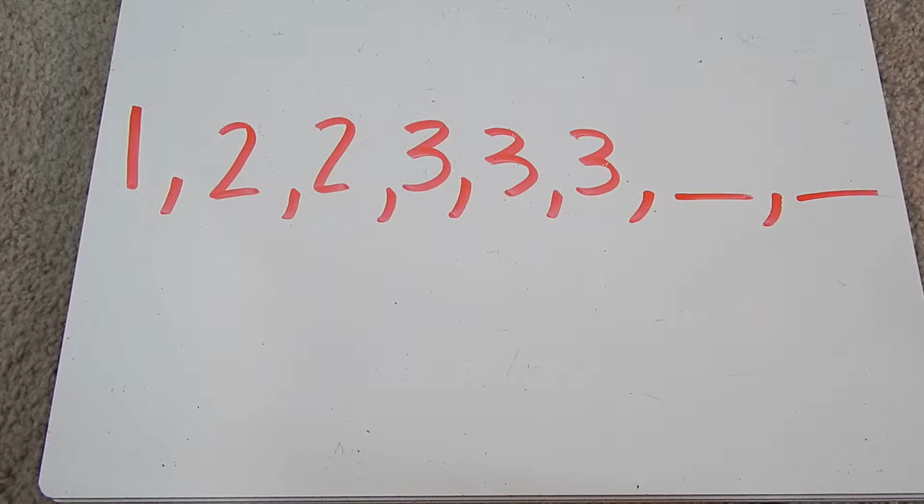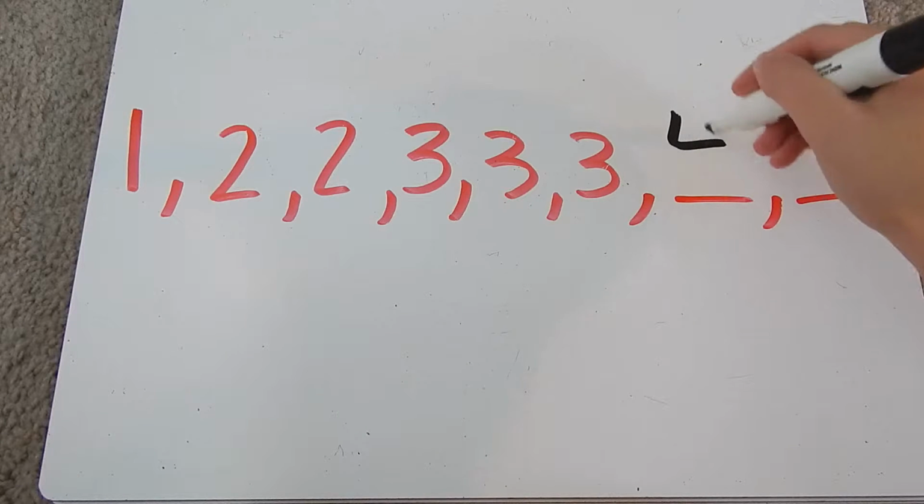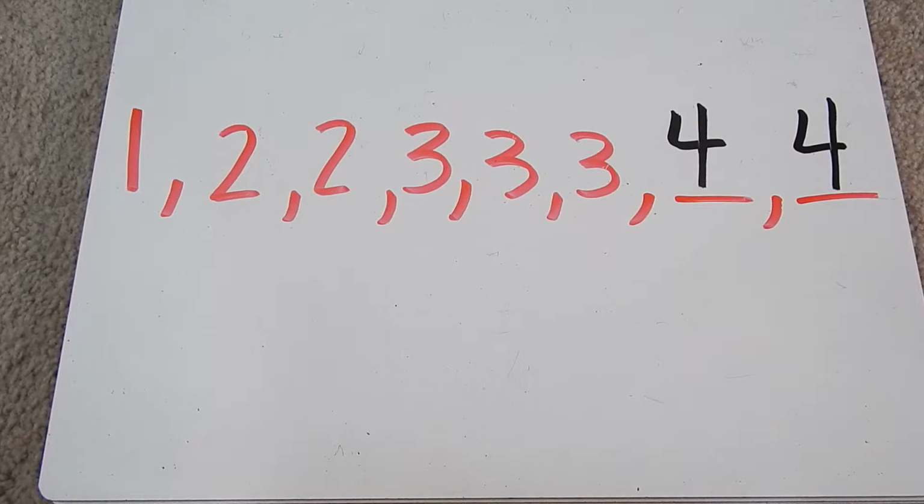As we're looking at it, it says 1, 2, 2, 3, 3, 3, and we need to figure out the next two numbers in the sequence. So if you notice here, we have 1, 1 two, 2 threes... so the next numbers are going to be 4 fours. It only asked me for two numbers, so it would just be 4, 4, but it would continue on if we were asked for more.